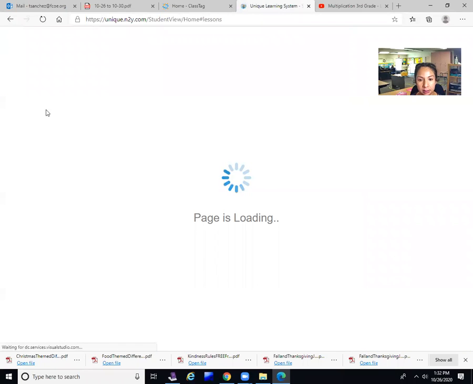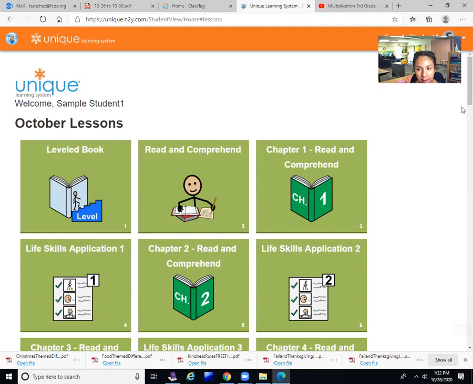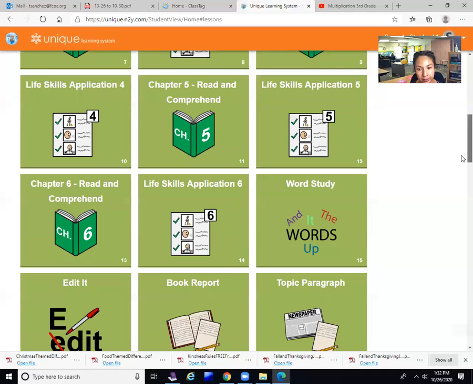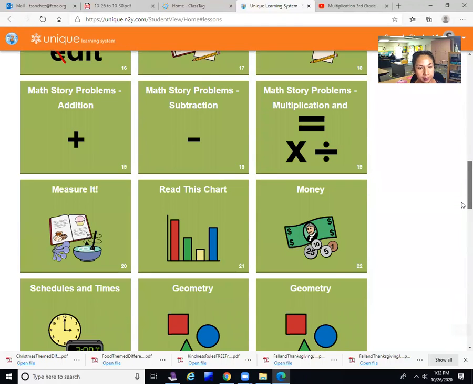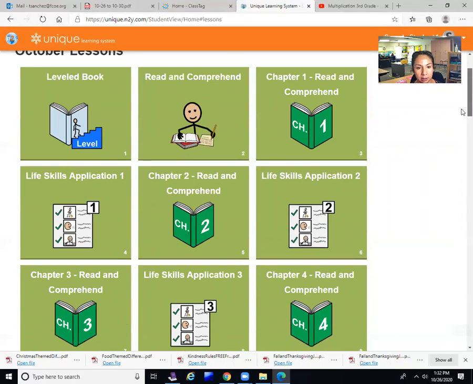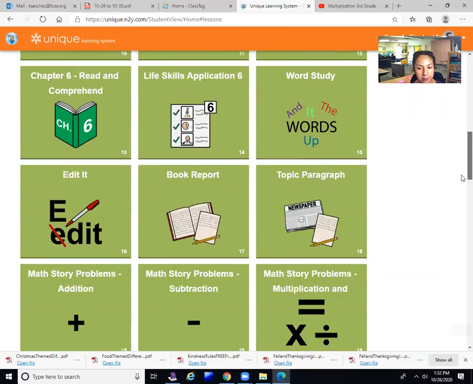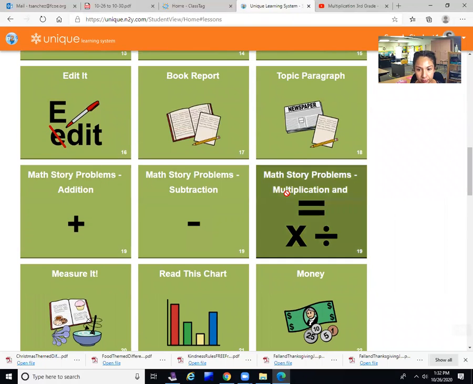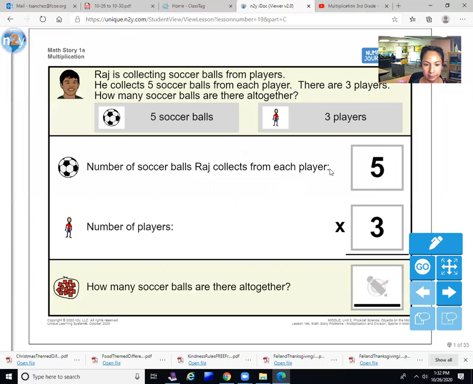Okay, I'm logged into the student account. So this is what your lessons look like when you log into the student accounts at home. And if you have any problems accessing your student account, let me know, okay? So these are all our lessons, lesson 1, 2. We are doing lesson 19A today. So this is 19A, multiplication and division story problems, okay?